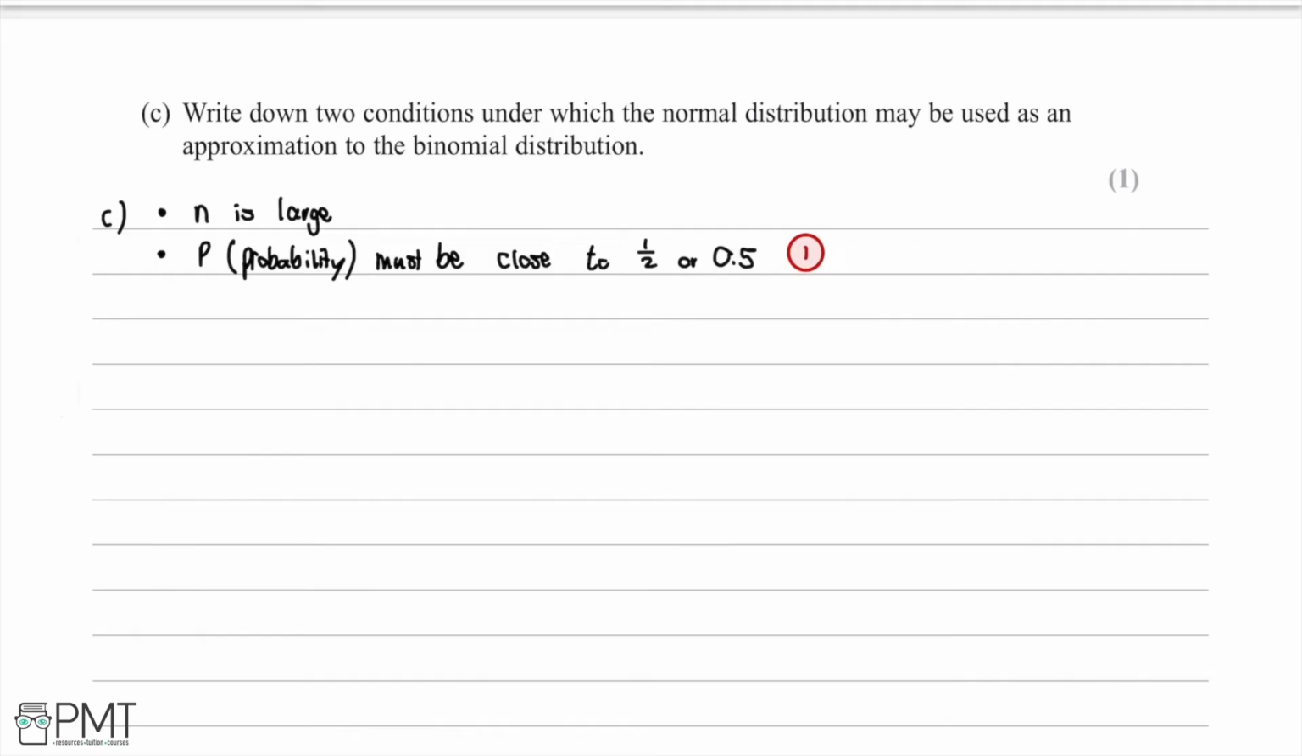Summing this up, there are 2 conditions that must be met where we can use a normal distribution to approximate the binomial distribution, and that is when n is large or when our probability is close to 1/2.